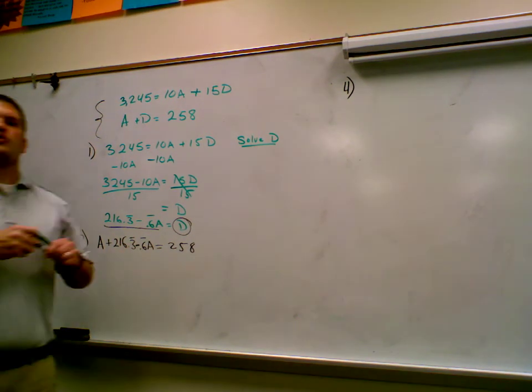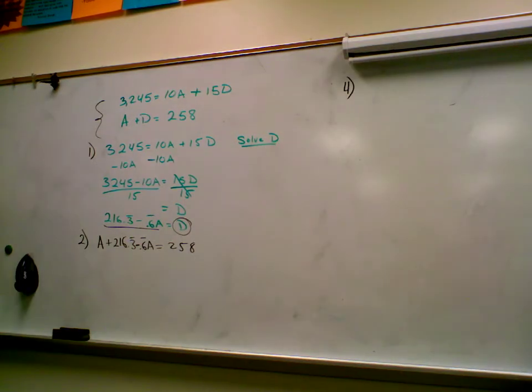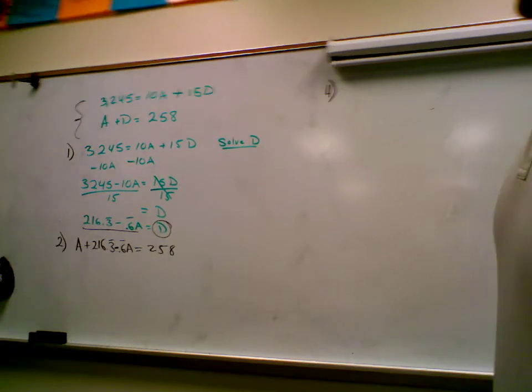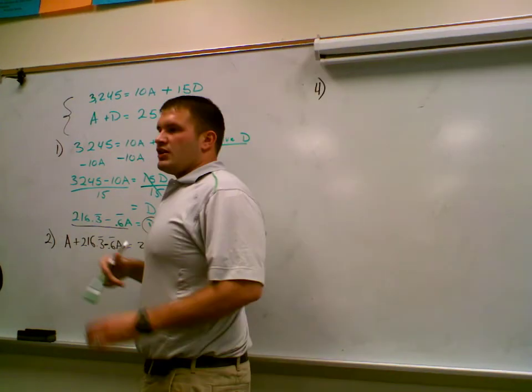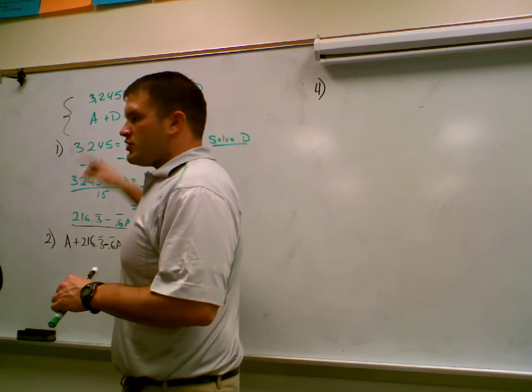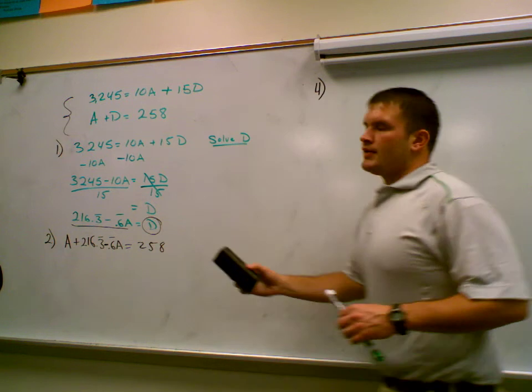What's the question? For the second equation on the top, how did you get 258? Because they said they sold 258 tickets. Okay, good question. Do we have to put the parentheses? We don't need any parentheses because there's no coefficient on d, like a 3 or a 5 right there. Does that make sense? Any other questions?